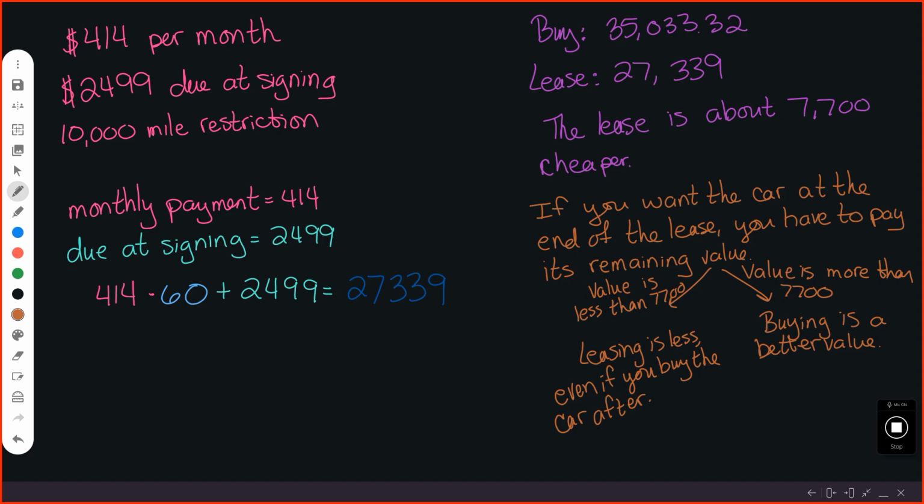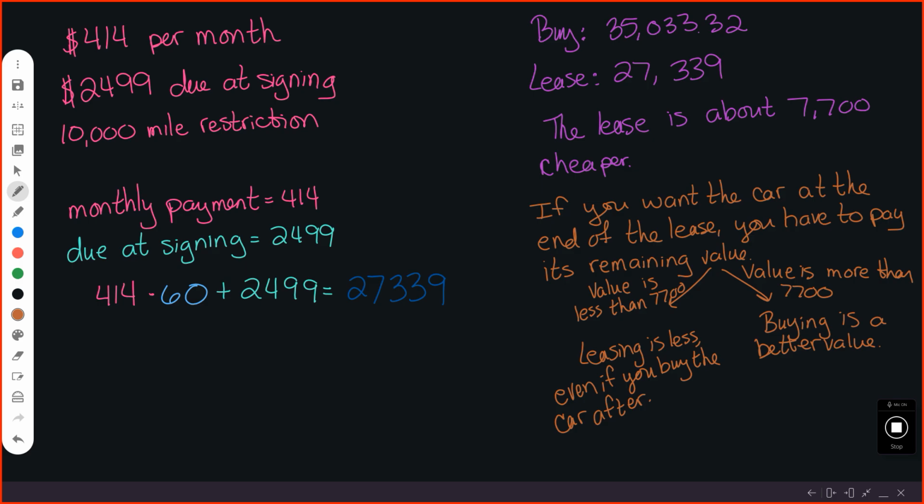Because again, if you have to pay $12,000 for the car, let's just say, that means you would do 12 minus $7,700, which is about $4,300. You would have to pay the $7,700 that you haven't paid yet plus the $4,300, right? You would have to pay $12,000 at the end of the lease to have the car. And so $27,339 plus $12,000 brings you up to $39,339, right?